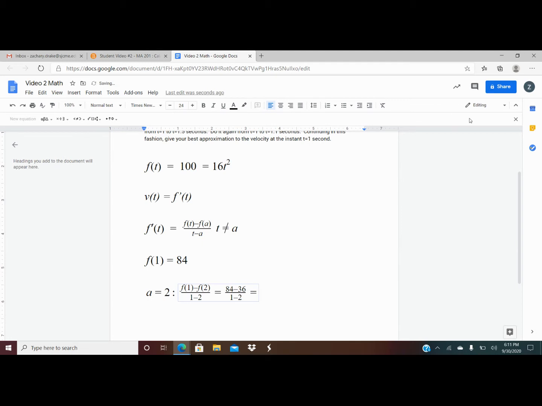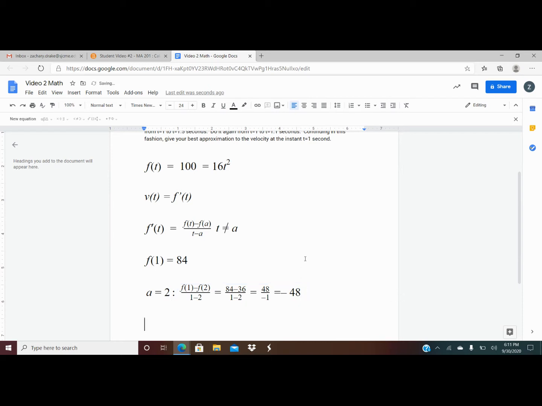And 84 minus 36 equals 48, all over 1 minus 2, which is negative 1. So that gives us negative 48. So that's for a equals 2.